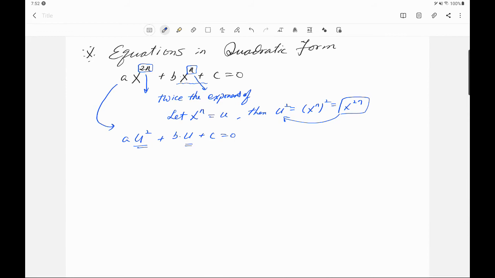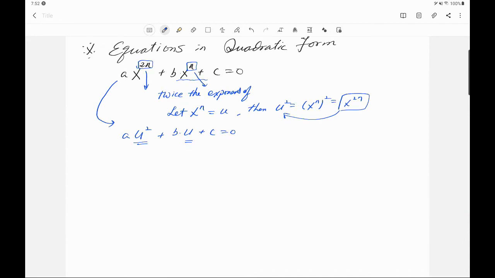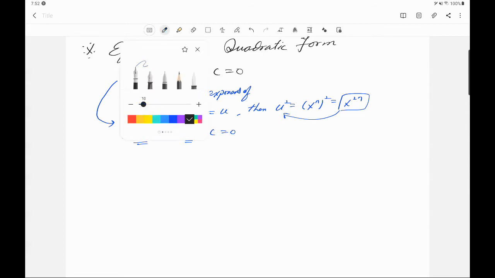So whenever the largest degree is twice the second largest degree, then we can set the second term as u. Make sense? All right, let's check an example.